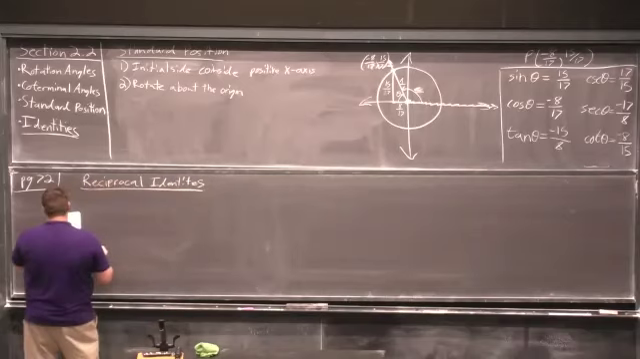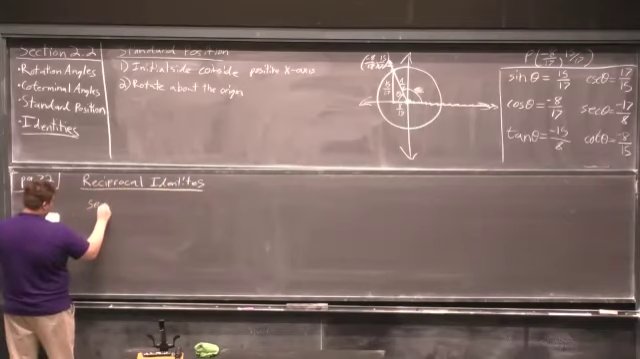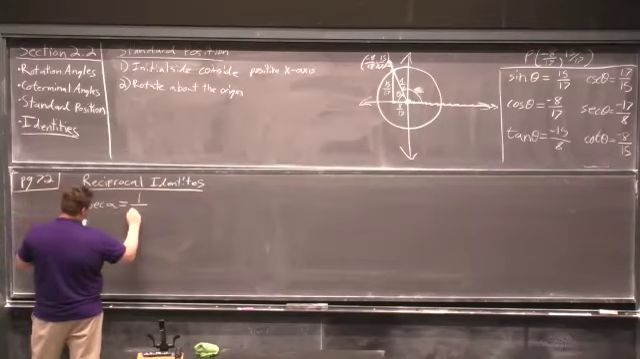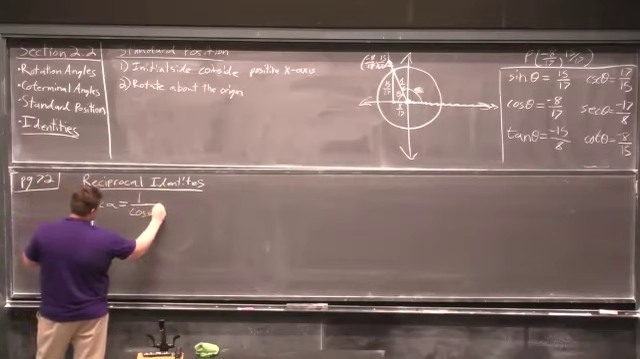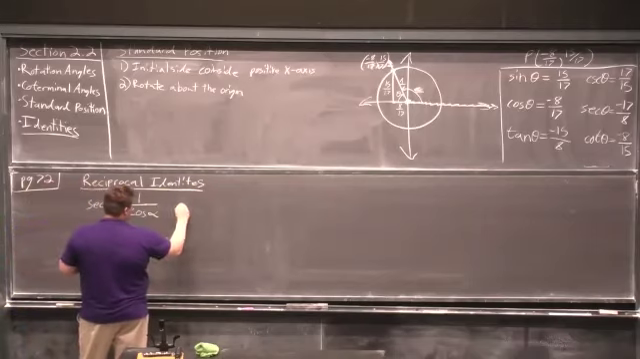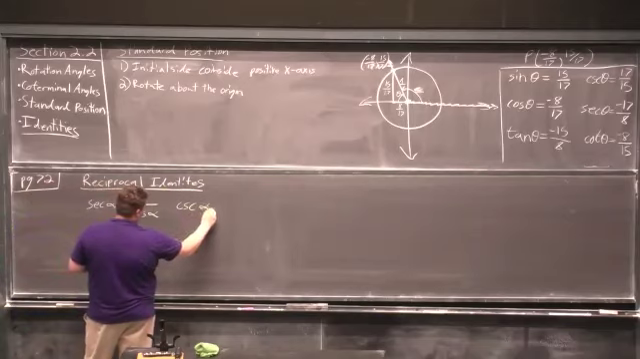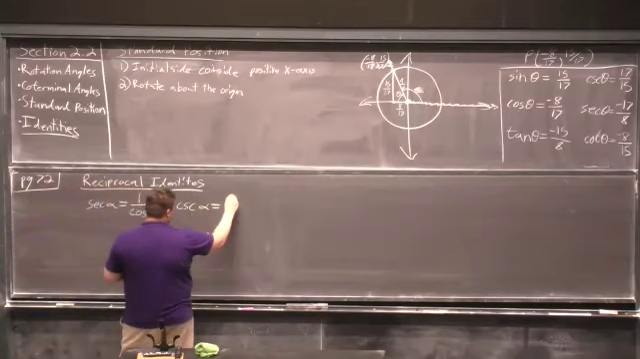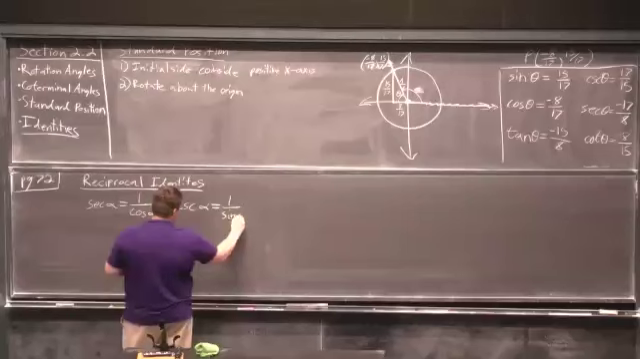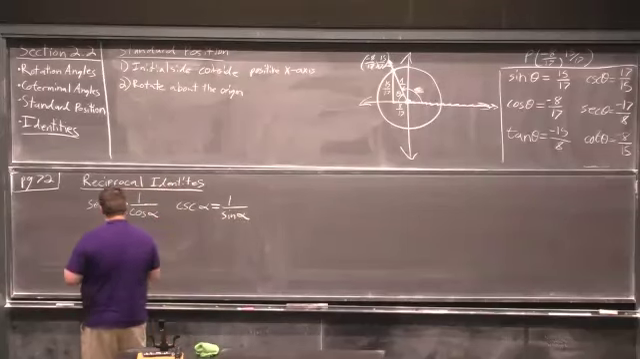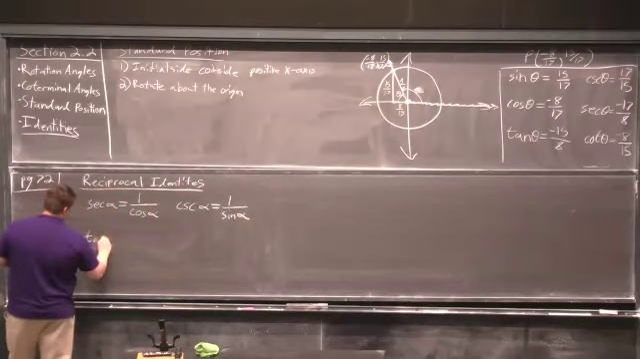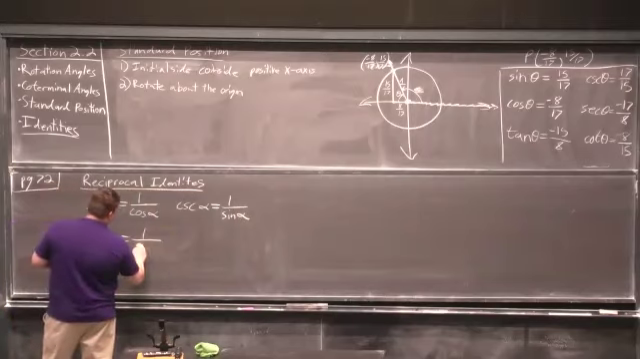And what they are is we have secant of alpha is equal to 1 over cosine of alpha. We have cosecant of alpha is equal to 1 over sine of alpha. Cotangent of alpha equals 1 over tangent of alpha.